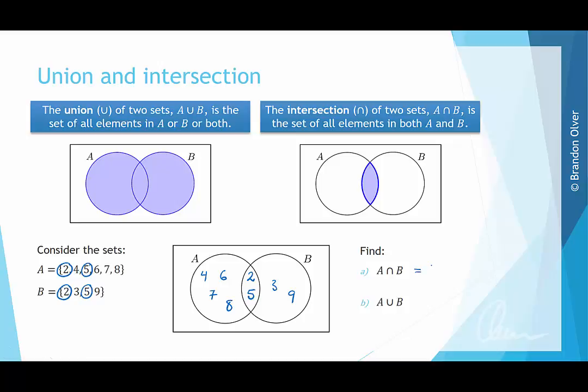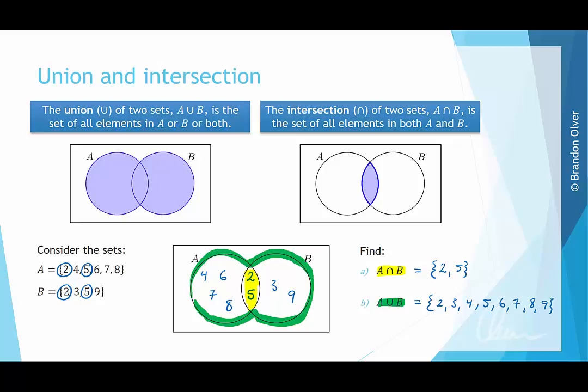So the intersection of A and B is the overlap. So we're talking about these elements here for A intersecting B. And that is just the set of 2 and 5. So they're the elements that are common to both A and B. For A union B, we're talking about everything that's contained within these two sets, so everything including the intersection. So for that, it's going to be equal to the set of 2, 3, 4, 5, 6, 7, 8, and 9, because they're all the elements that are in the union, or those two circles on the Venn diagram.